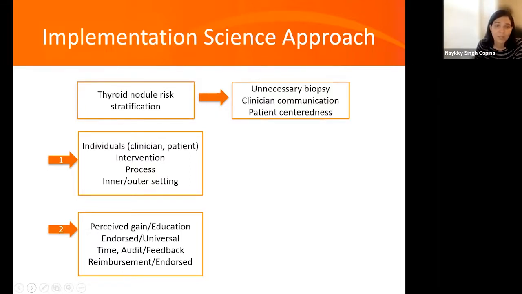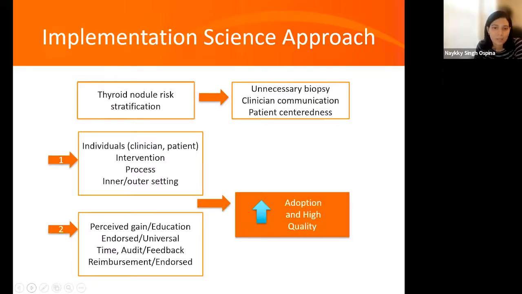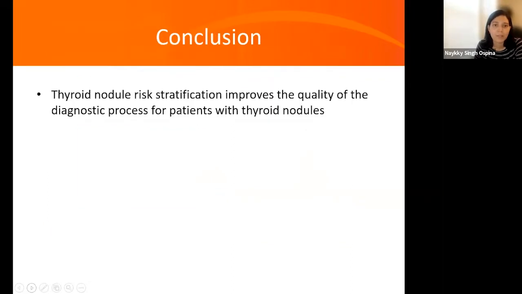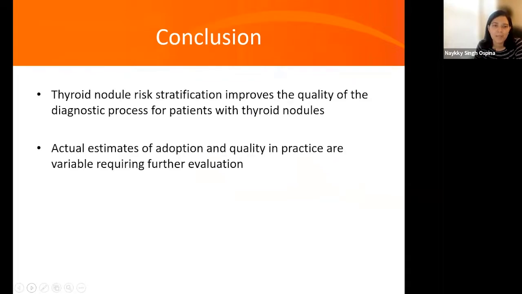So then at the end of the day, as you start getting more clarity and a better understanding of these determinants with the potential effects of interventions, then you will have increased adoption to high quality, and then really get the benefits of the evidence-based medicine intervention. So in conclusion, I would say that thyroid nodule risk stratification improves the quality of the diagnostic process for patients with thyroid nodules. The actual estimates of the adoption and quality in practice are variable.